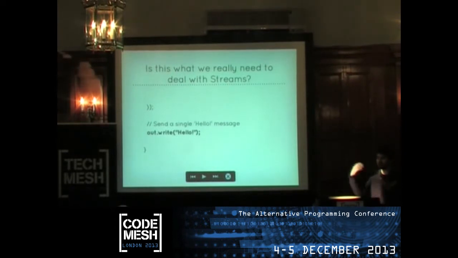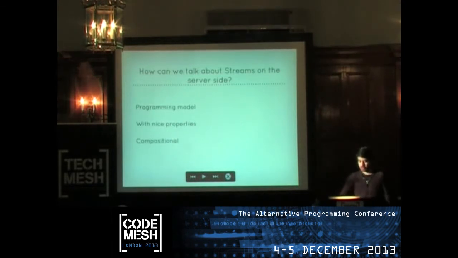We need to have a compositional, interesting API, the same that we have with lists, the same we had with the future. We need something like that. We need a programming model with nice properties, and it should be compositional. All right?